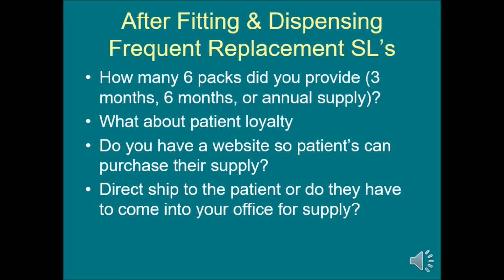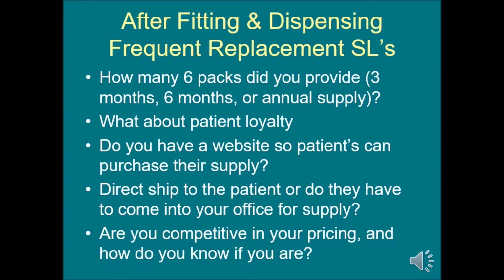Okay. Direct ship to the patient, or do you have to come in the office for the supply? Convenience, convenience, convenience in soft lenses. They're getting the soft lenses because they're more comfortable. They're also getting them because they're more convenient to order. Okay. Are you competitive in your pricing? And how do you know if you are?